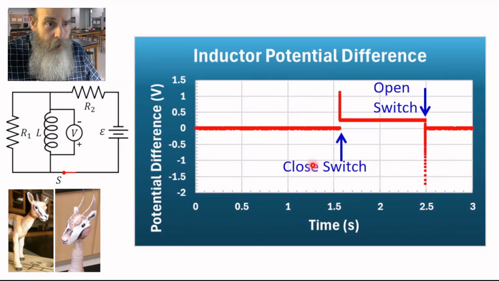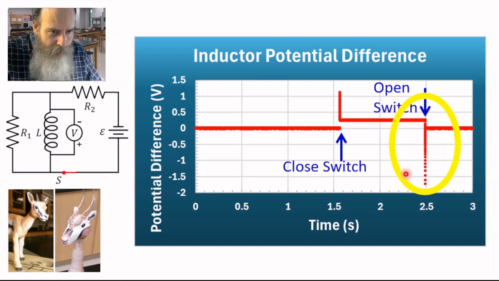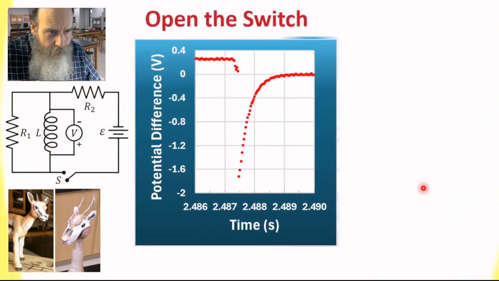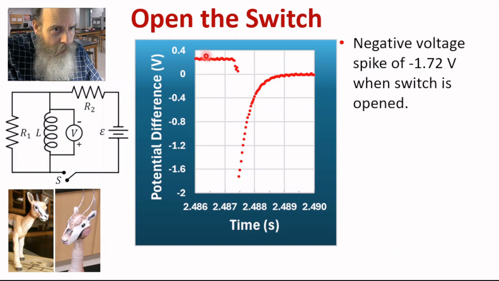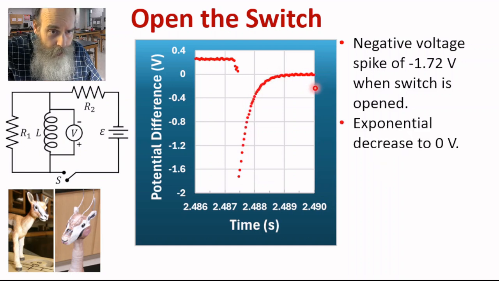Let's go back to our experimental data. Now, here's where we open the switch. Let's look at this area of the graph in more detail. So we open the switch. We had at the beginning 0.26 volts, and then there was a negative voltage spike. It went down to negative 1.72 volts, and then the magnitude decreased exponentially to 0.